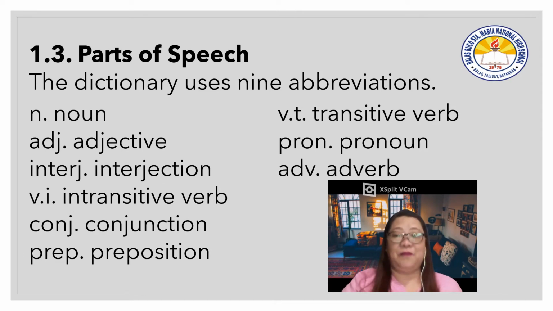Another thing is the parts of speech. The dictionary uses 9 abbreviations. N for noun, ADJ for adjective, INTERJ for interjection, VI for intransitive verb, CONJ for conjunction, PREP for preposition, VT for transitive verb, PRON for pronoun, and lastly, ADV for adverb.